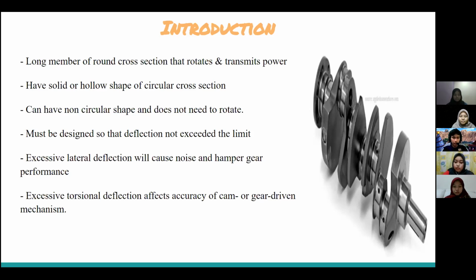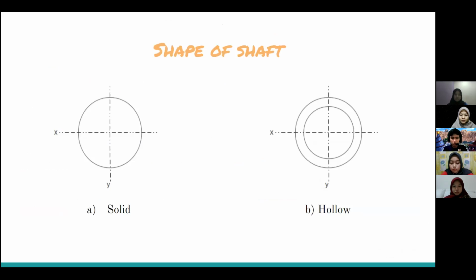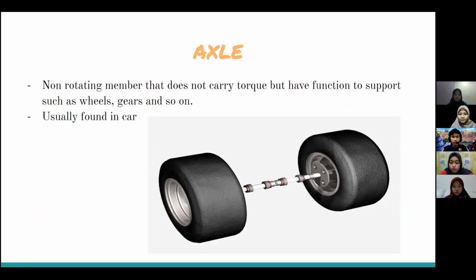If excessive deflection occurs, for the lateral, it will cause noise and hamper gear performance, while for the torsional, it will affect the accuracy of cam or gear-driven mechanisms. This is the shape of the shaft, which is solid and hollow. This is the axle. It is defined as the non-rotating member that does not carry torque but has the function to support something such as wheels, gears, and so on. It is usually found in cars.